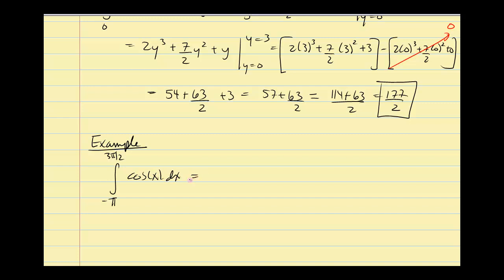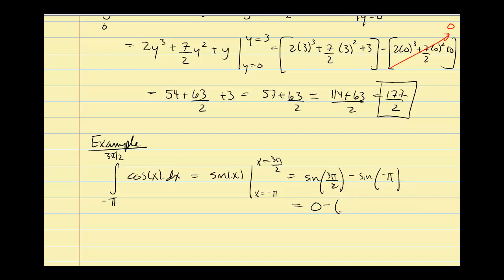Okay, so the derivative of sine is cosine, therefore the integral of cosine is sine. So this is sine of x evaluated from x equals negative pi to x equals 3 pi over 2. We do our upper minus our lower, so I have the sine of 3 pi over 2 as my upper, minus the sine of our lower, which is negative pi.